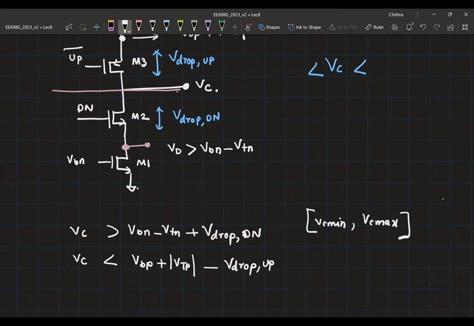Okay. So does this mean that if I have both up bar and down, I don't have to worry about the clock feed through, because it looks like I have a subtraction here.